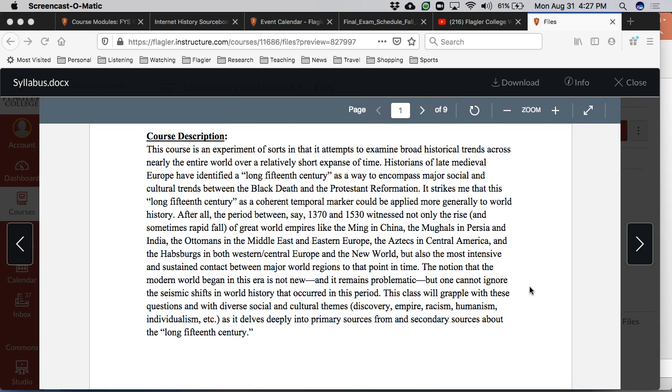Let's unpack this. So, broad historical trends across nearly the entire world. There is such a thing as comparative history. What do you think that means, and what may be the power or perhaps the pitfalls of comparative history?